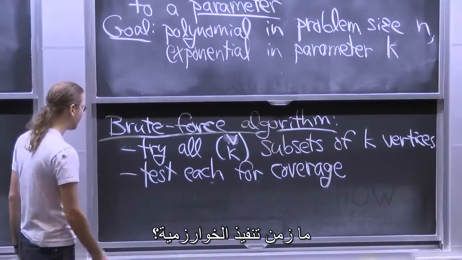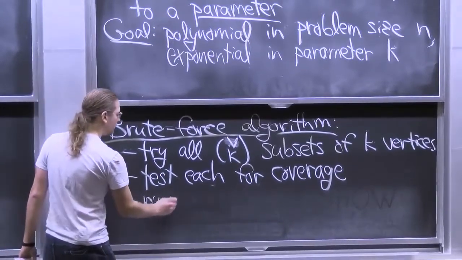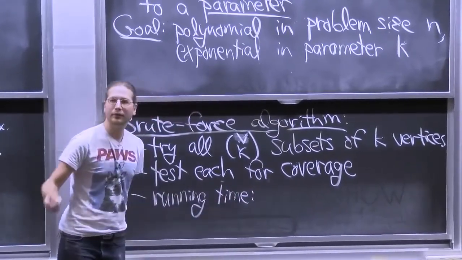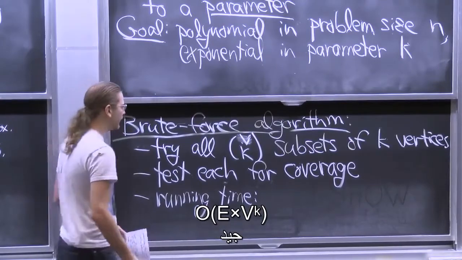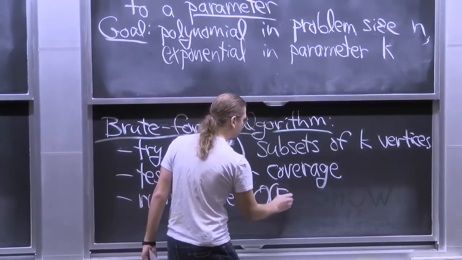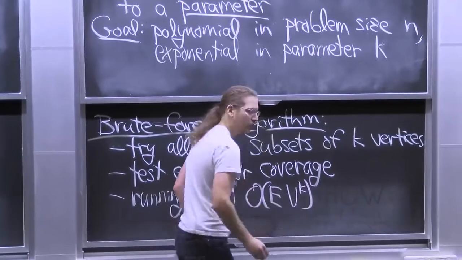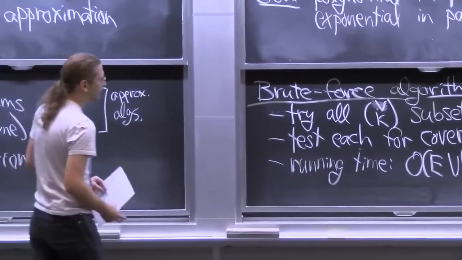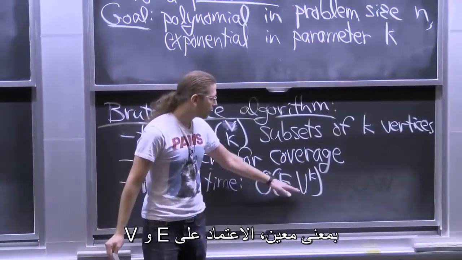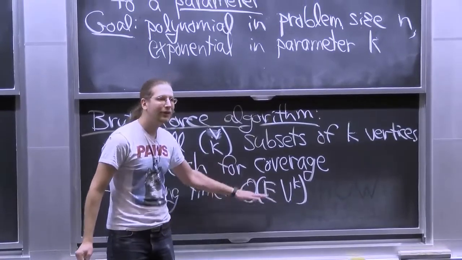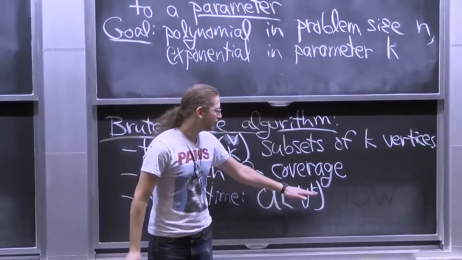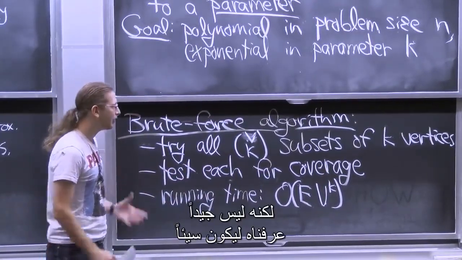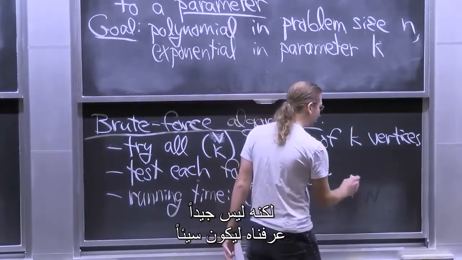So what's the running time of this algorithm? Yeah. E times v to the k. Good. So that's obviously exponential. In a certain sense, the dependence on E and V is in the bottom, which is good. And the k is in the exponent, which makes sense. So this is not surprising. We also don't think of it as good. We've defined this to be bad.